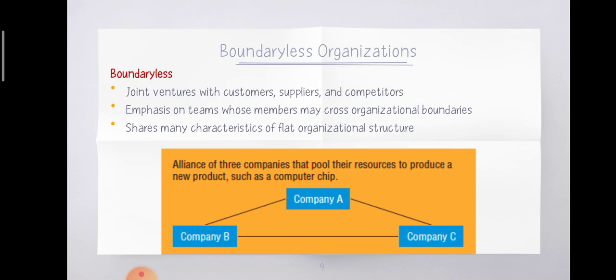If you can see in the picture, the graph, they are interconnected. There is no boundary. That is why it is boundaryless. Okay, do you understand the three types of organizational structure?